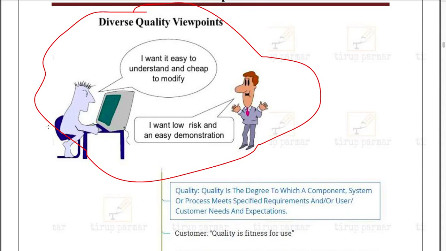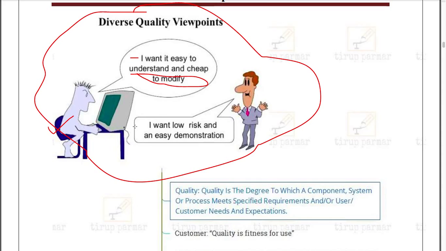So what does a developer think about quality? I want an easy to understand and cheap to modify type of technology for our software, which we are going to use for our development. So the developer thinks we need some technology which is very easy to understand and very cheap to modify as well in future if we find some defects.